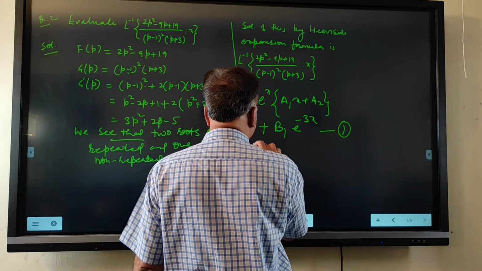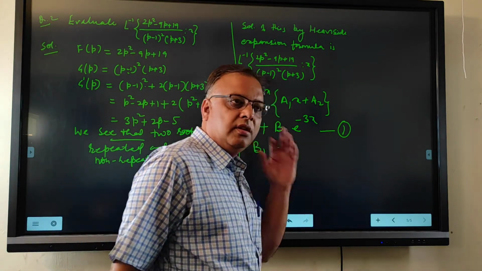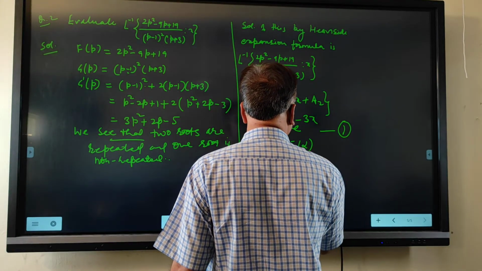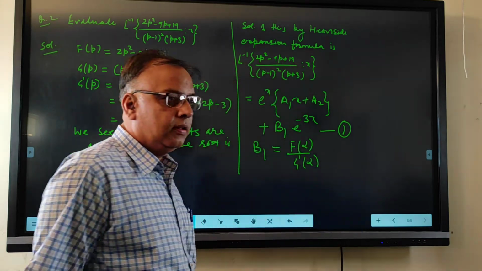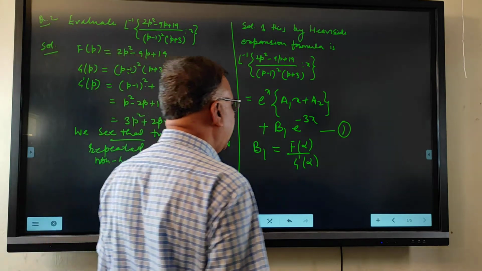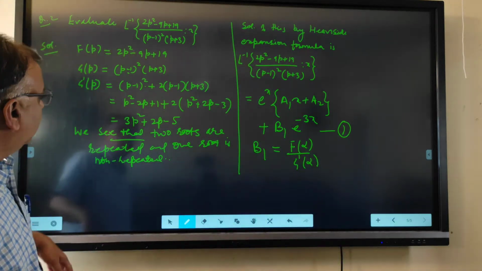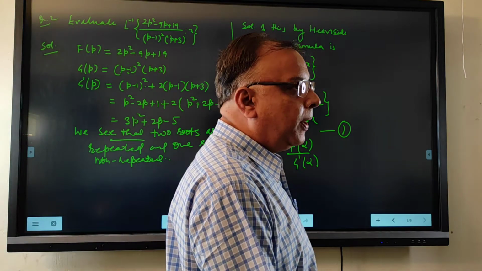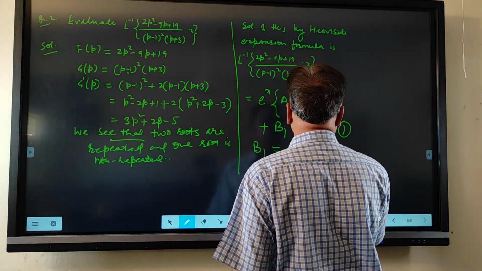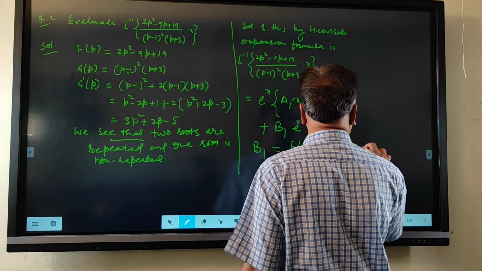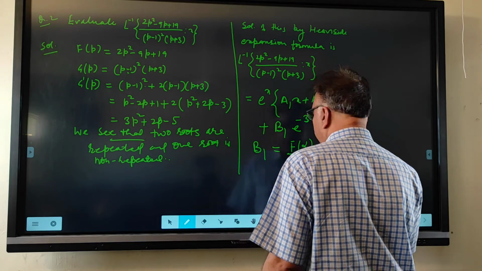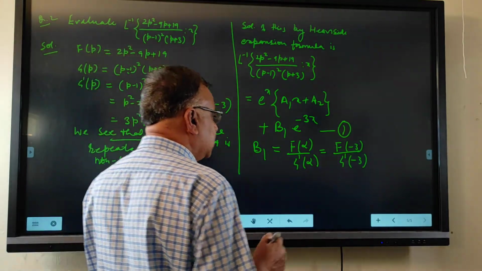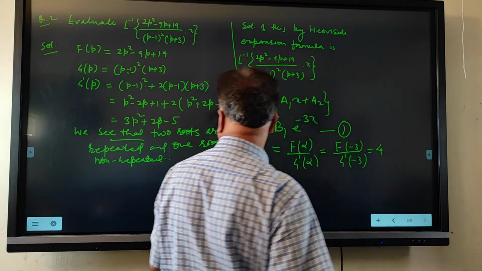The constant b1 is taken from the formula f of alpha upon phi dash alpha. Here the non-repeated root alpha is minus 3, so this is f of minus 3 upon phi dash of minus 3. By putting the values in, we get b1 is equal to 4.